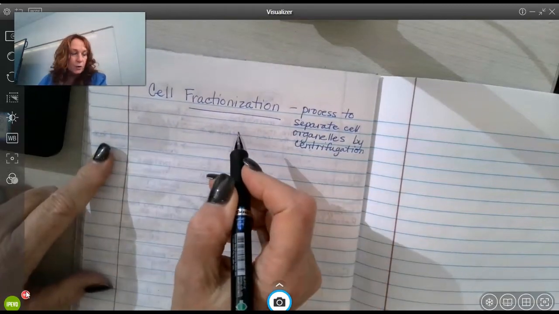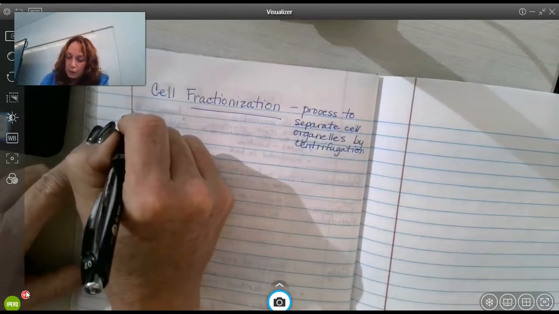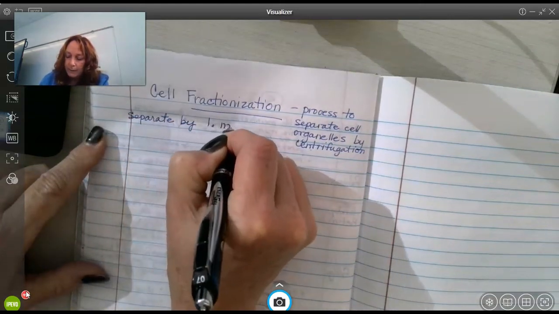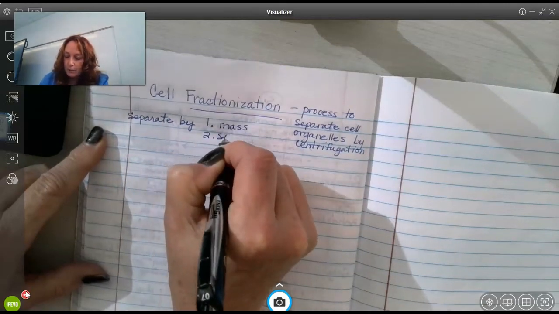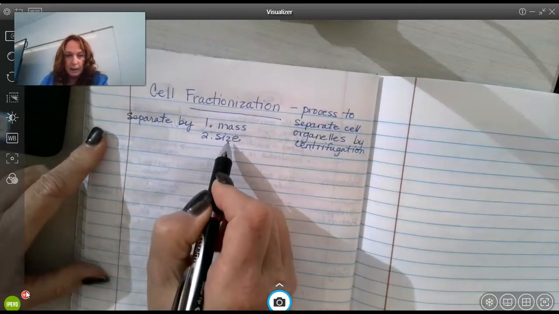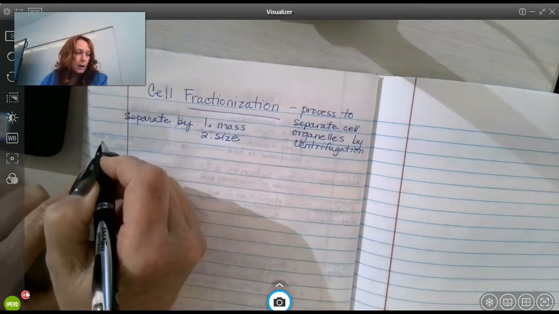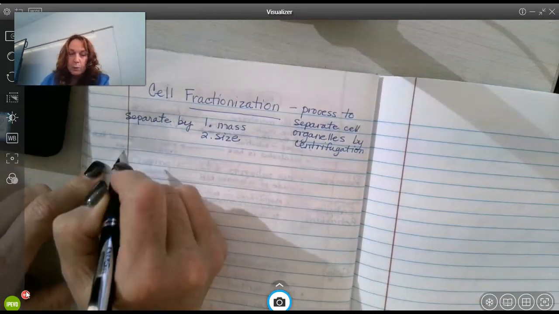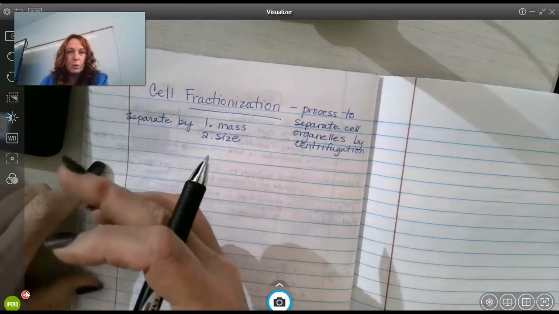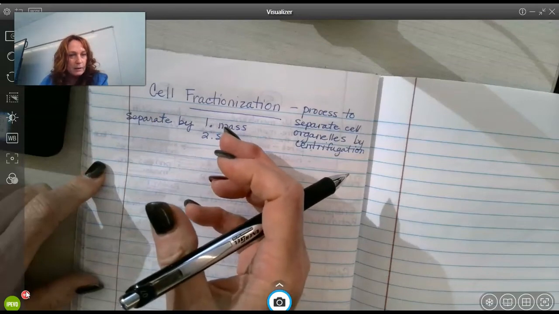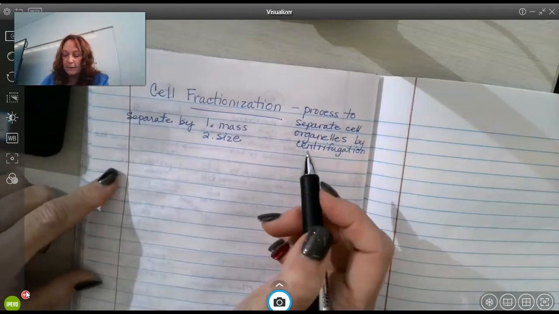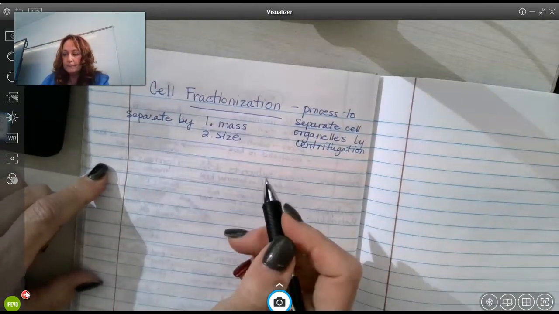So the very first thing you're going to do, so we're going to put this in here, you're going to separate by one, mass, and two, size. So whatever you're separating, these organelles, these pieces, that's what's going to be done when you use the centrifuge. The very first thing you have to do, it's kind of creepy, you put cells in a blender with a buffer solution. The solution is going to keep the pH correct so that you don't have the unfolding of all the proteins, and you're not going to have things change in their shape.